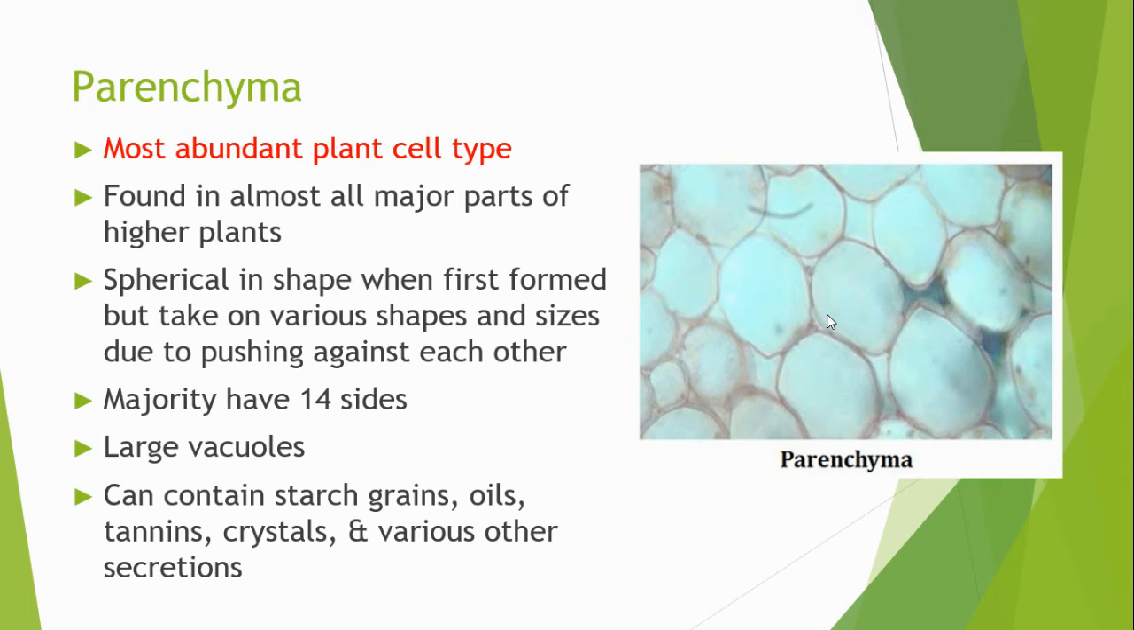This is the most abundant plant cell type. It's found in all major parts of higher plants. It's spherical in shape when first formed, but it takes on various shapes and sizes due to them pushing against each other. The majority have 14 sides. That is a lot of sides, guys. And they have really large vacuoles. They can contain starch grains, oils, tannins, crystals, and other secretions.